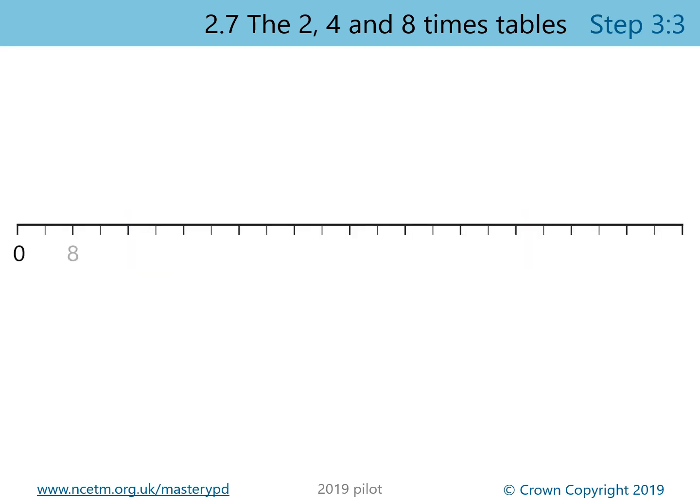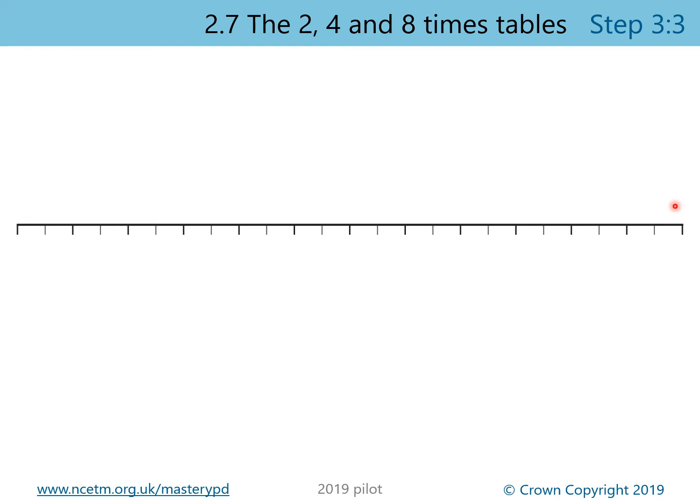Now, we can continue to count up in 8s to build up the 8 times table. So let's have a go at counting on in 8s. Let's start at 0, 8, 16, 24, 32, 40, 48, 56, 64, 72, 80, 88, 96. So you might want to rewind that and do that with me again, boys and girls.